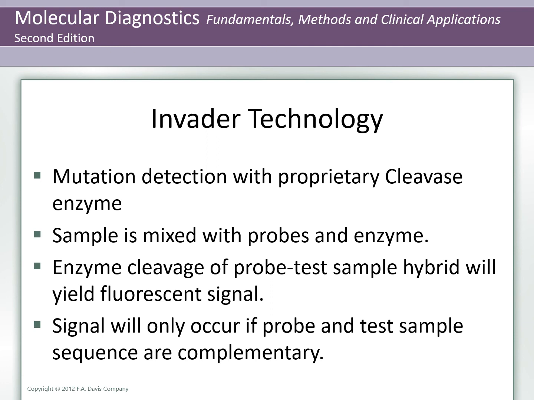The last method we'll discuss is Invader technology. This assay is a method developed by Third Wave Technologies, or Hologic. It's based on the characteristic enzymatic activity of their proprietary enzyme named Cleavase. So this technology involves mutation detection in which the sample is mixed with probes and enzyme. The enzyme cleavage of the probe-test sample hybrid will yield a fluorescent signal, and the signal will only occur if the probe and test sample sequence are complementary.